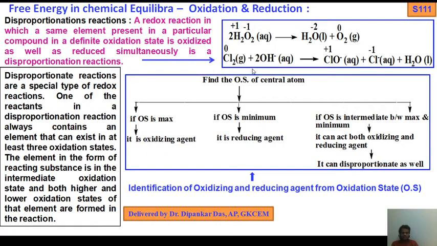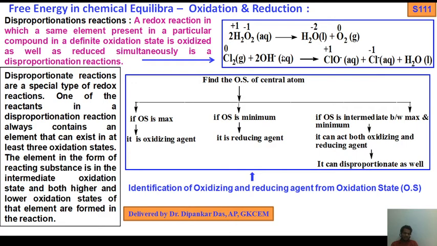Similarly, Cl2, here 0, and ClO minus is plus 1. Why? Because -2 plus the chlorine must equal -1, so that is plus 1. Cl minus is -1. So 0 to -1 is reduction, and 0 to +1 is oxidation. So oxidation and reduction take place simultaneously. That's why it is called a disproportionation reaction.